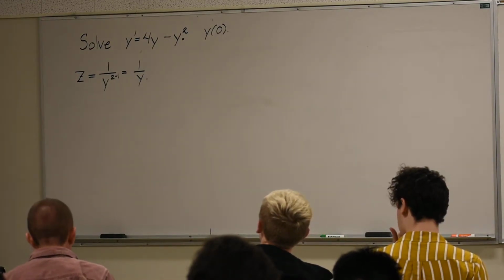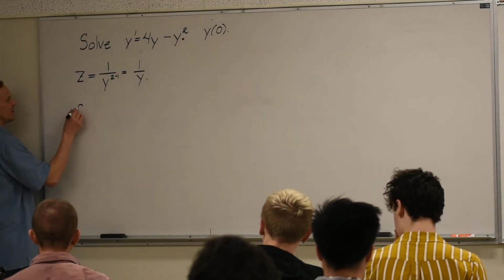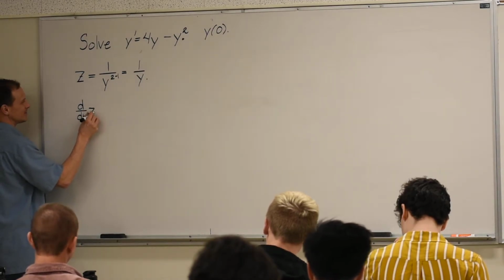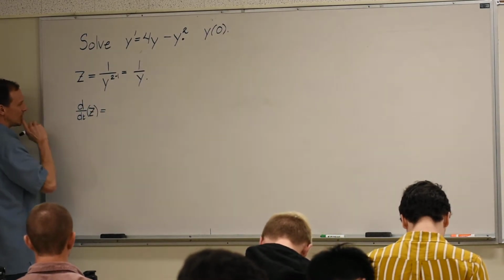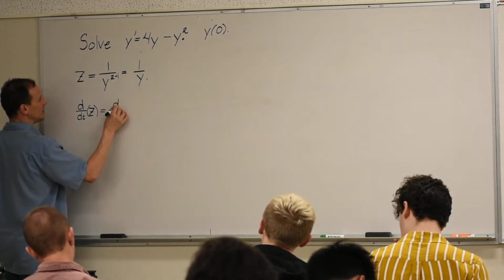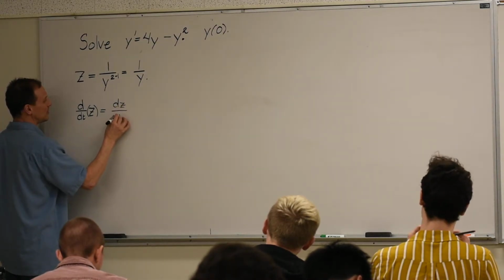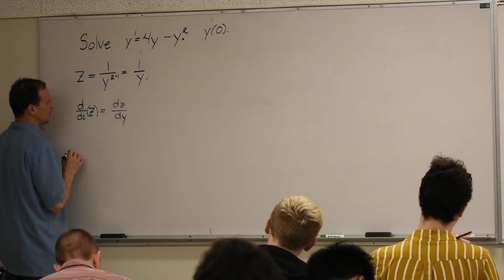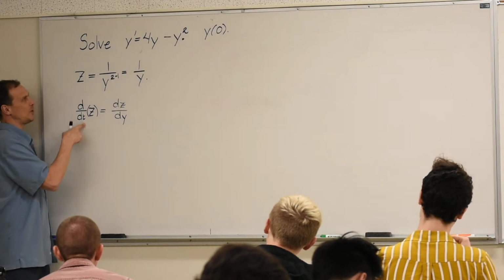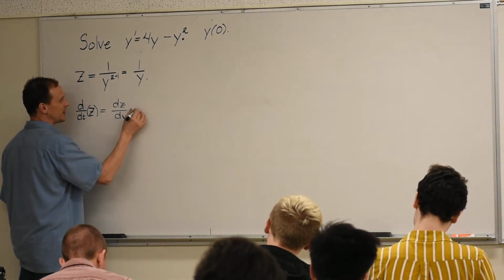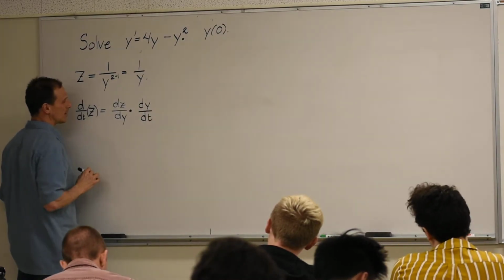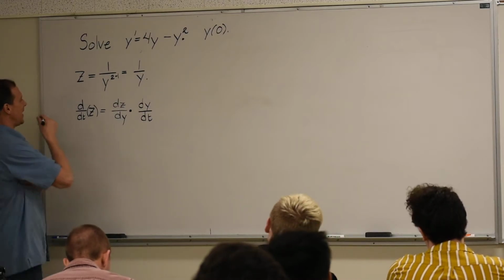So what we're going to do is take the derivative with respect to t. So we're going to take dz dt, the derivative of z. Remember, z is a function of y. So I'd say, well, that's the derivative of z with respect to y. But wait a minute. We want to take the derivative with respect to t. But y is a function of t, so we apply the chain rule and we say this is the derivative of y with respect to t. Holy smokes, what do we do with that?